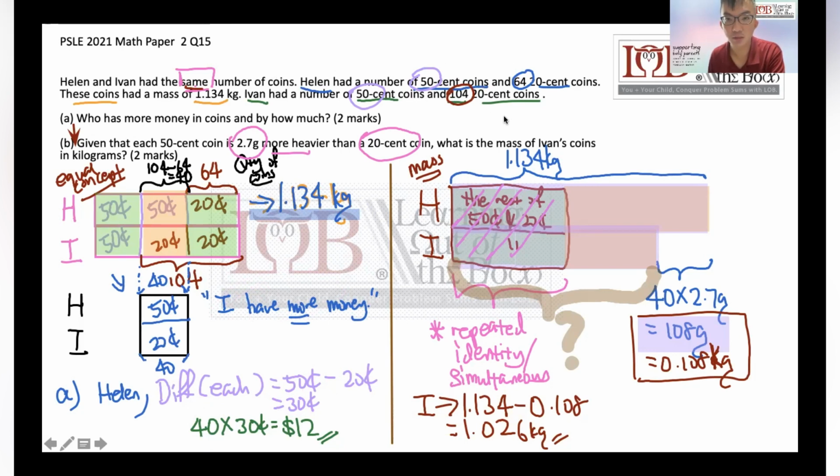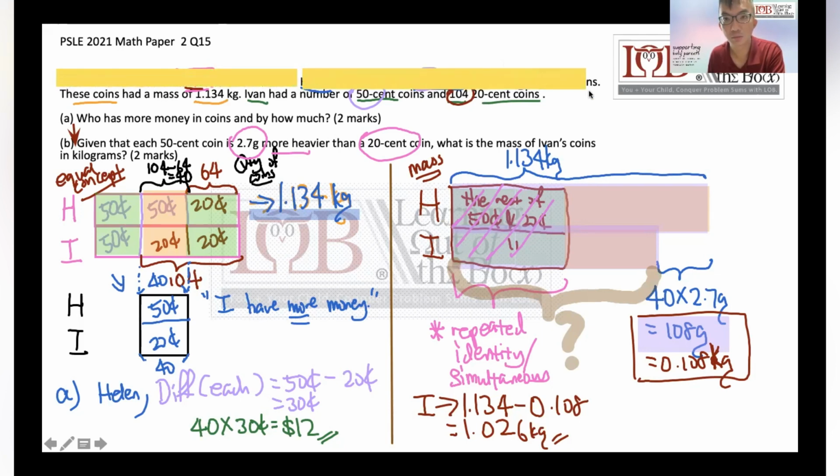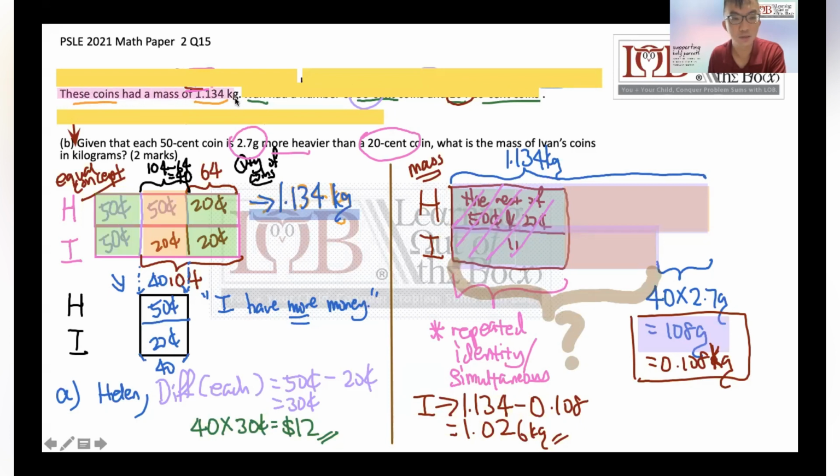For part B, let me see what I can do for you. In fact, this is gone. Let me use orange. This is gone, this is gone. All the information that gives you a number is gone. A is gone as well. And we only need the one in pink.